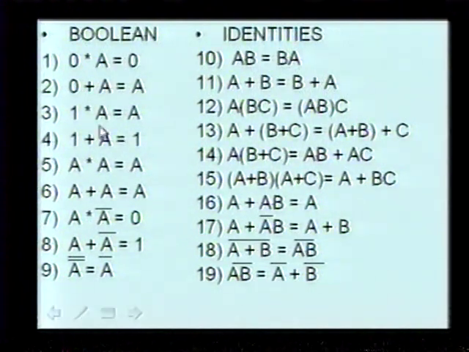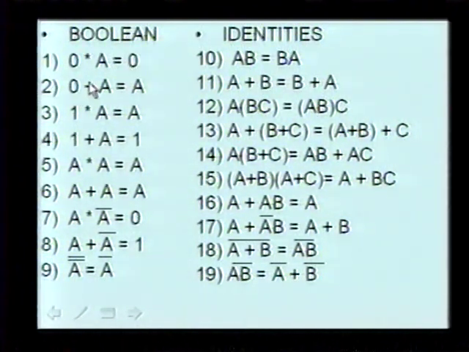So here on the first one, you have 0 ANDed with A, and remember in an AND truth table, you must have both 1s in to get a 1 out. So if 0 is ANDed with A, then you're going to get a 0 out.